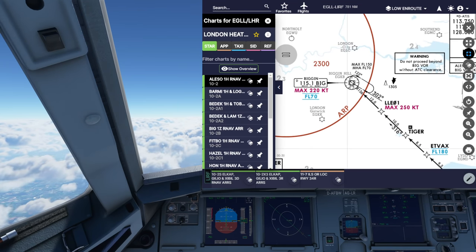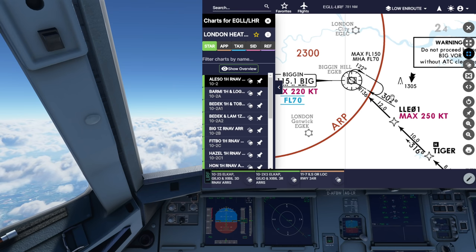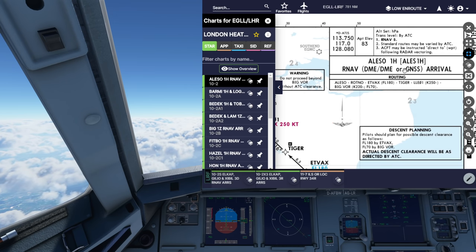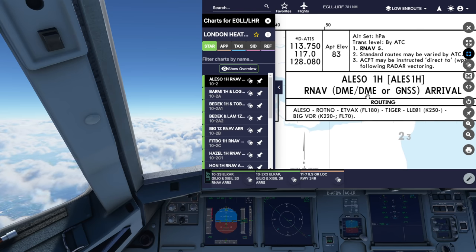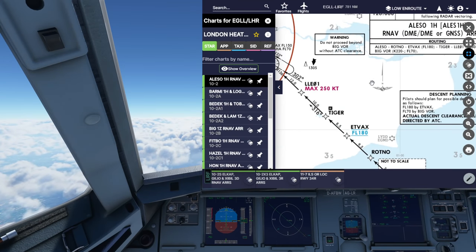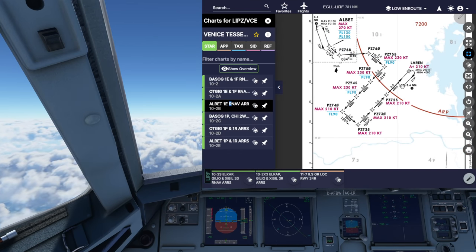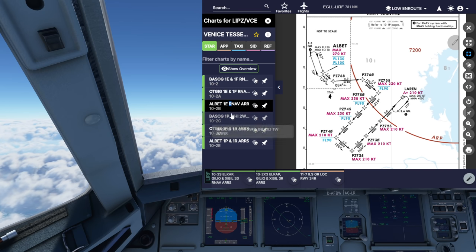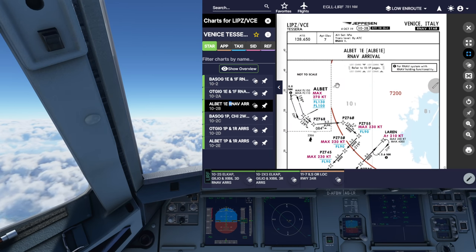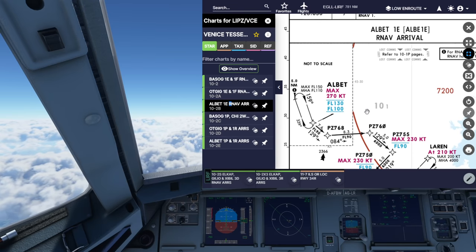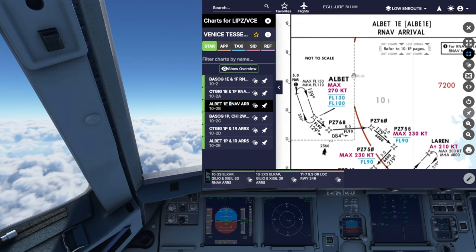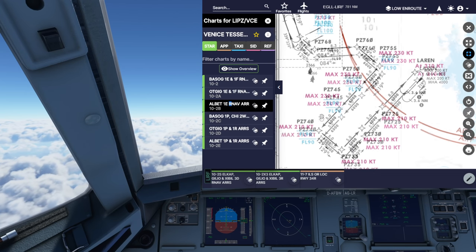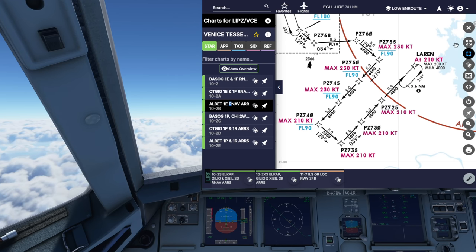And then we have Biggin Hill, where we would enter the hold. Some more information on here. RNAV 5 required. You see it's an RNAV arrival, so DME/DME or GNSS, which is GPS, so you need to have some version of those to fly this. If we look at the chart for Venice, you can see on the Albert 1 Echo, another RNAV arrival. As I said, these are very common these days. But as you can see here, RNAV 1 required, slightly different, but this is the same sort of squared routing.